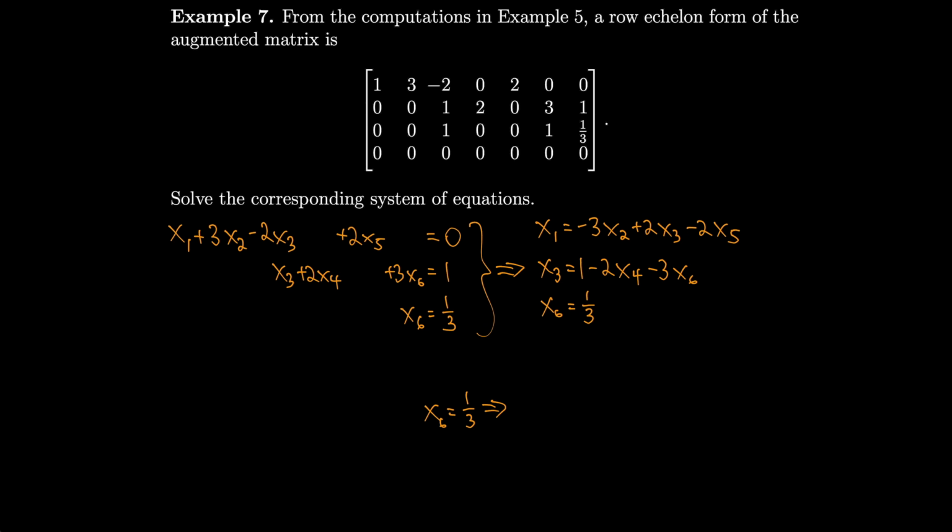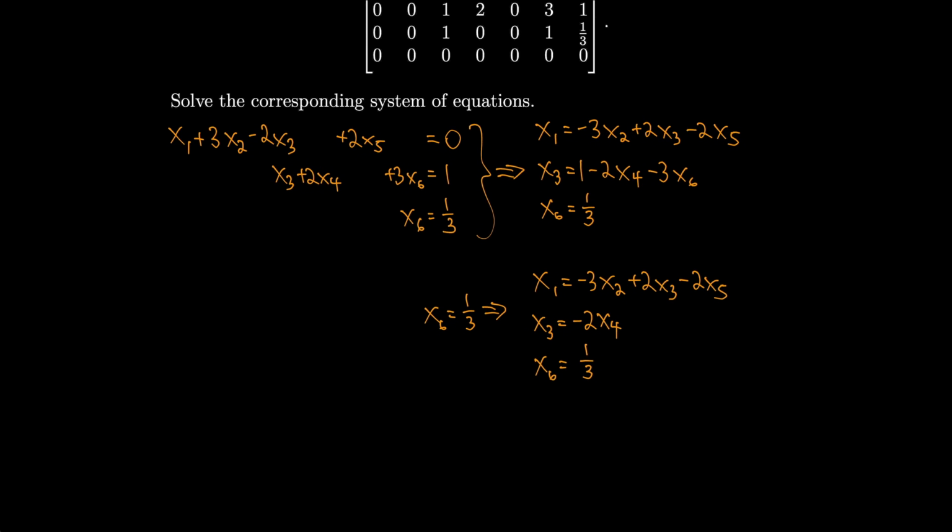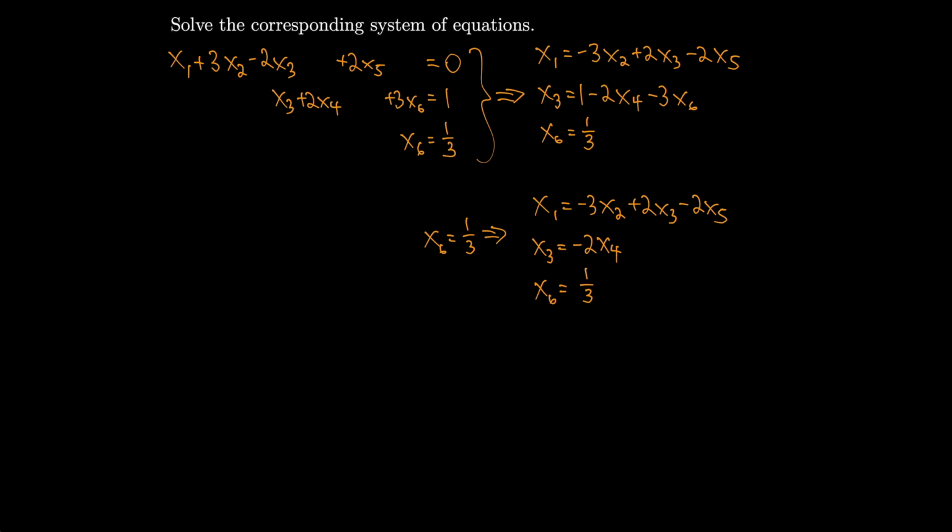Let's see, x1, there's no x6 in it, so that'll stay. So negative 3x2 plus 2x3 minus 2x5, and for x3, that's going to become negative 2x4, because this negative 3 times 1/3 becomes negative 1, which cancels that 1. And we still have x6 equals 1/3. Okay, now what we could do is take x3 equal to negative 2x4 and replace x3.